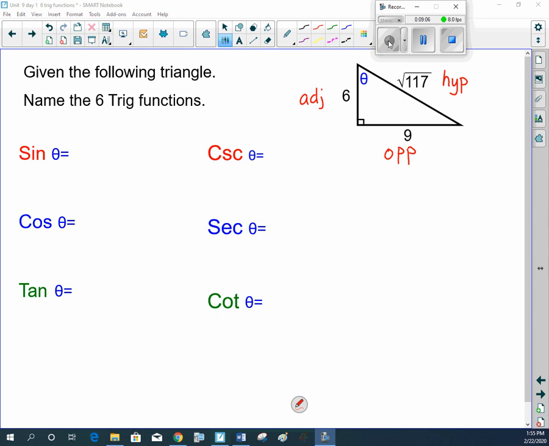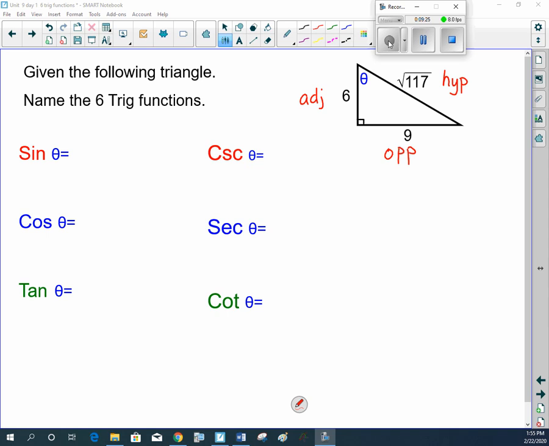Okay, notice on this one the theta moved up to the top left-hand angle, so that means that the opposite side is now on the bottom and the adjacent side is on the left. So you got to make sure that you know where the adjacent and the opposite side are. It matters. Those two are always switching up. Depending upon where the angle is, those two sides switch.